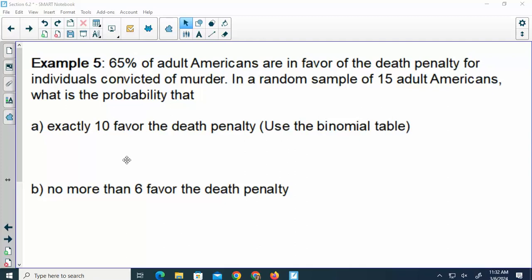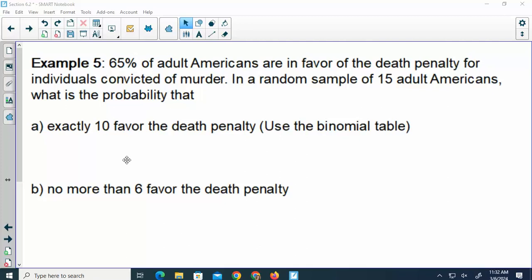Yesterday we were talking about the binomial distribution. What does it mean to be binomial? Two possible answers. And what else? They're independent, so one thing happening doesn't change the probability of the other. Anything else? Fixed number of trials. It can't go on forever. We have a set number of times.